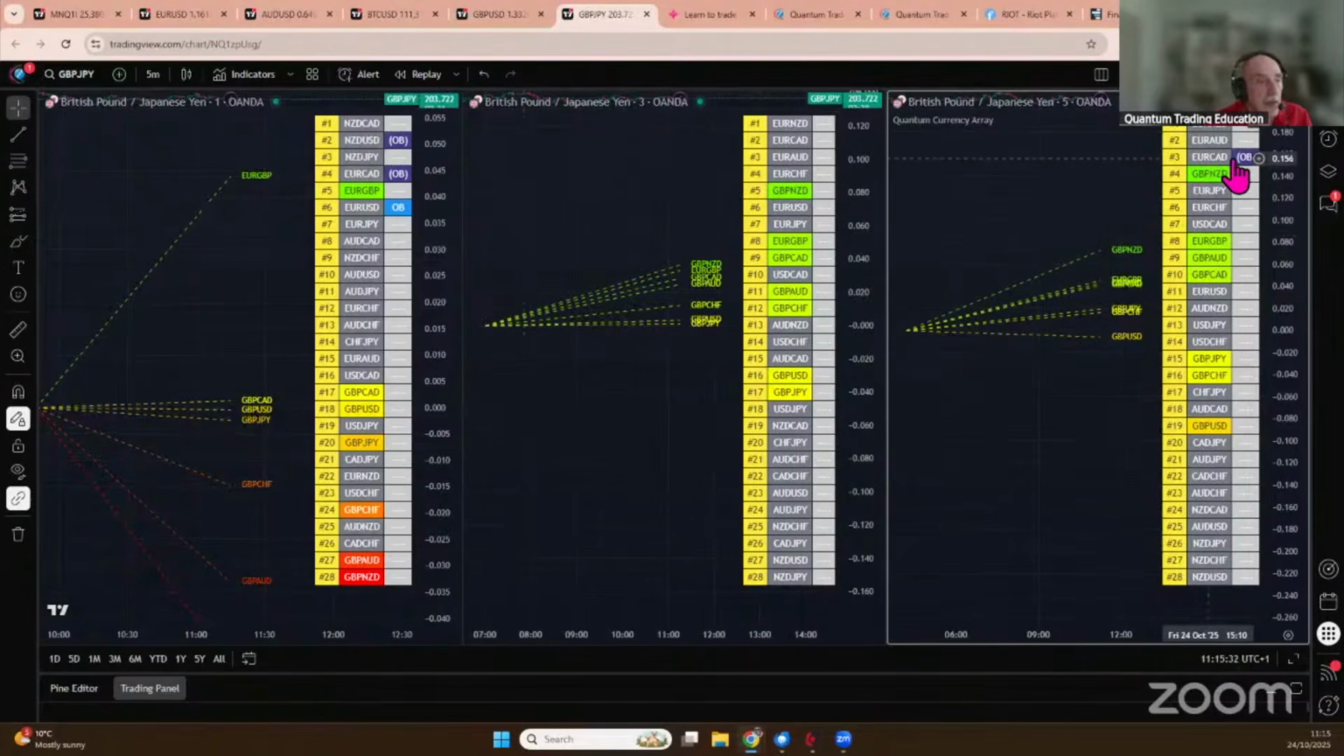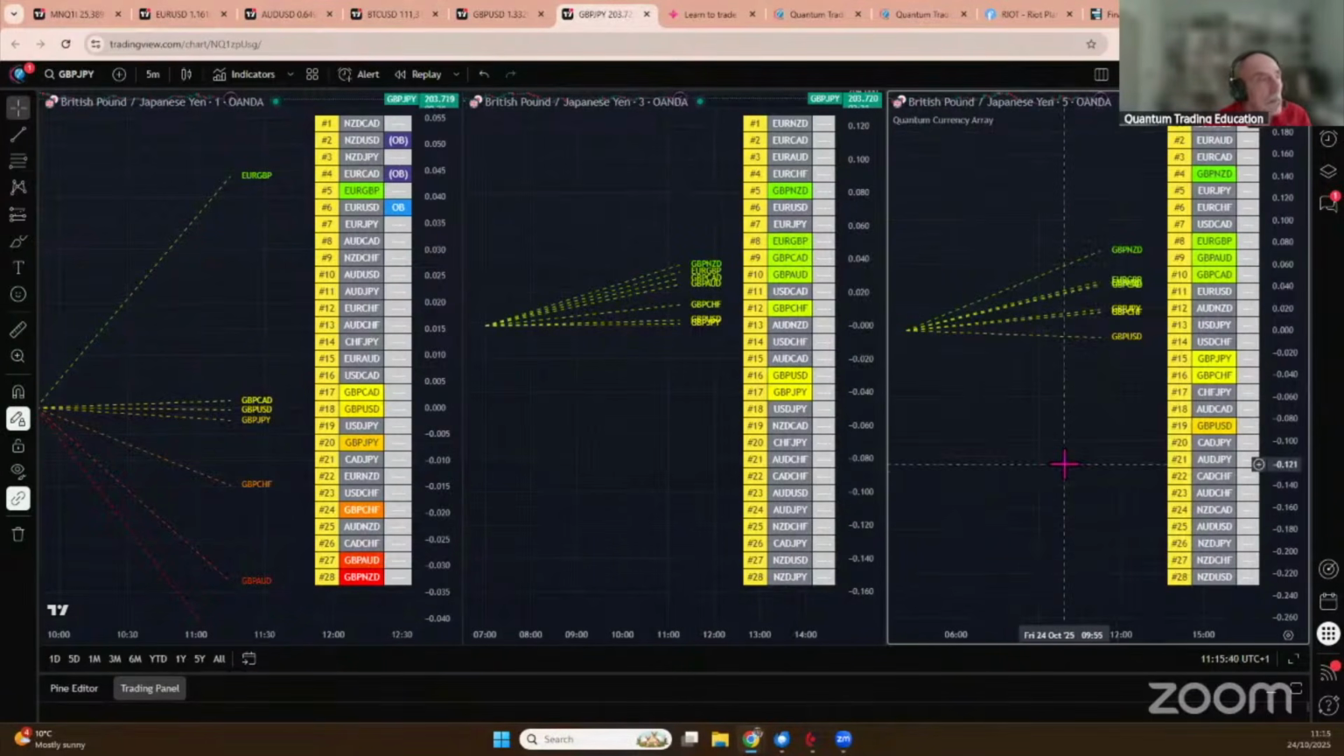For example, EuroCAD now looking as though it may be getting to an overbought situation, but we have to wait until it goes bright blue, and then off we go and look at the chart. So that's like a suite of indicators to help you.